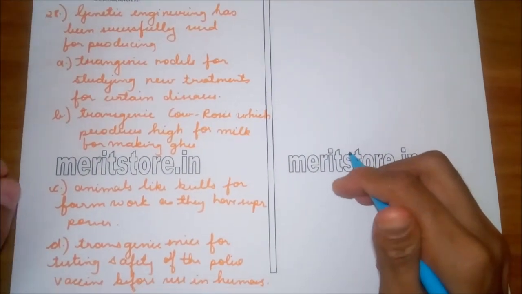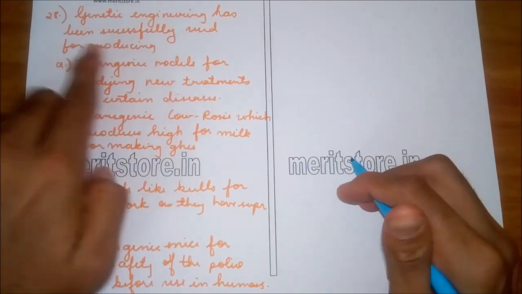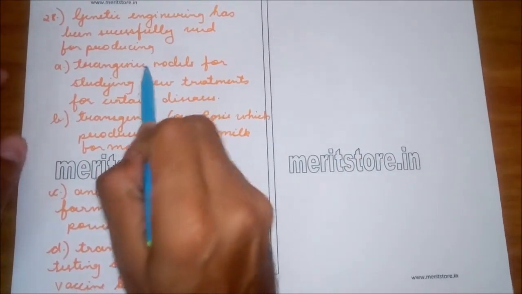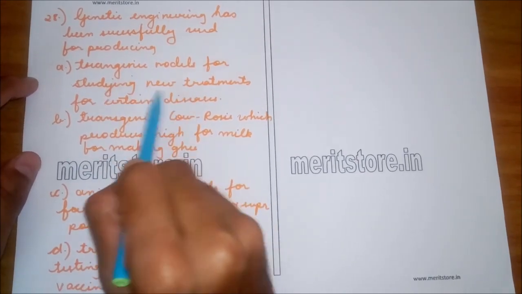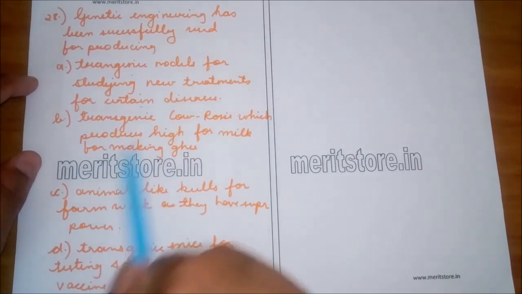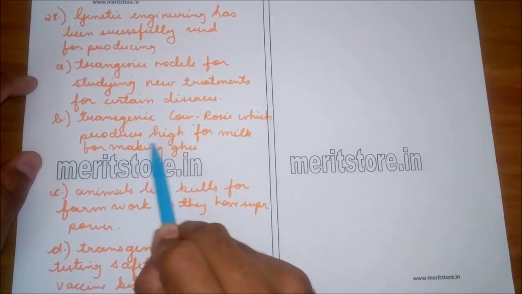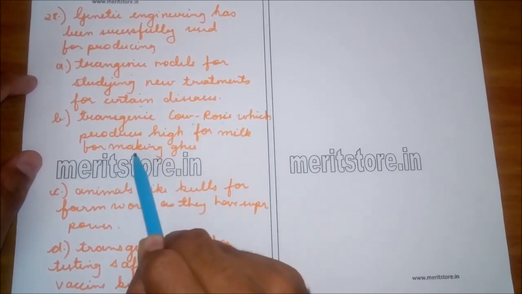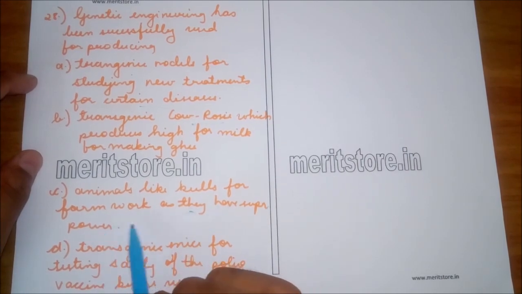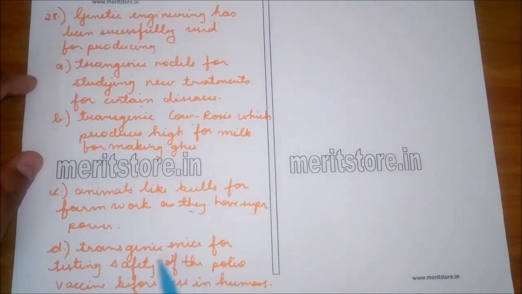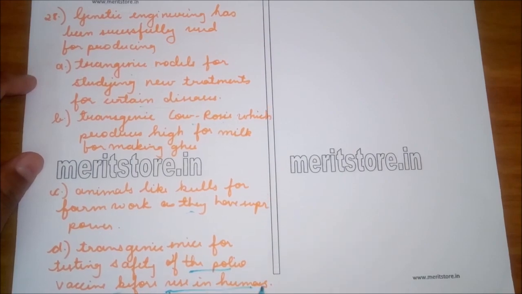Question number 28, which states that genetic engineering has been successfully used for producing what? Option A, transgenic models for studying new treatments for certain diseases; cows or roses which produce high yield of milk for making ghee; animals like bulls for farm work as they have high power; or transgenic mice for testing the safety of the polio vaccine before use in humans.